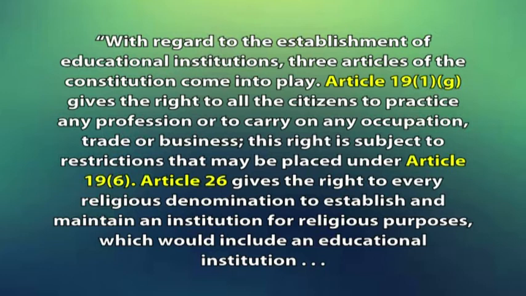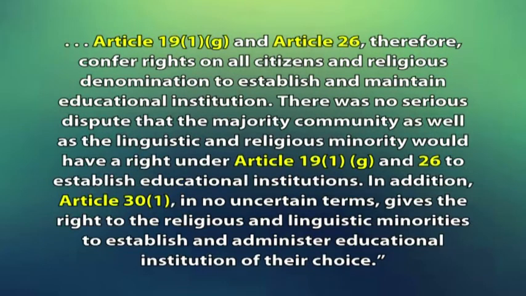This right is subject to restrictions that may be placed under Article 19 Clause 6. Article 26 gives the right to every religious denomination to establish and maintain an institution for religious purposes, which would include an educational institution. Article 19 Clause 1 Subclause G and Article 26 therefore confer rights on all citizens and religious denominations to establish and maintain educational institutions."